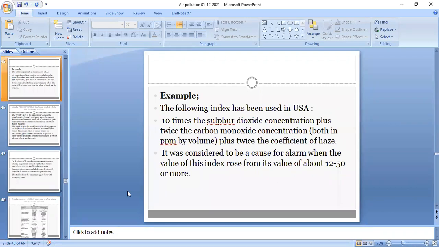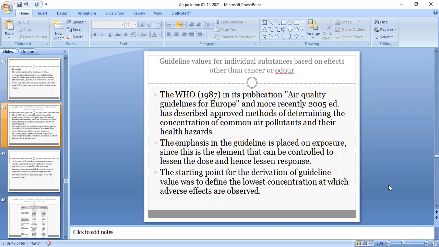Now the examples where air pollution monitoring is done. The following index has been used in the United States: 10 times the sulfur dioxide concentration plus twice the carbon monoxide concentration, both in parts per million by volume, plus twice the coefficient of haze. It was considered to be a cause of alarm when the value of the index rose from its value of about 12 to 50 or more.